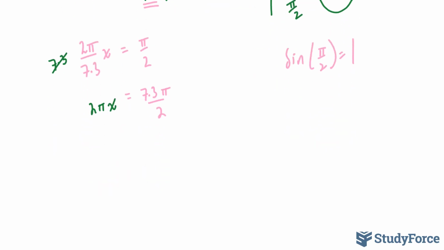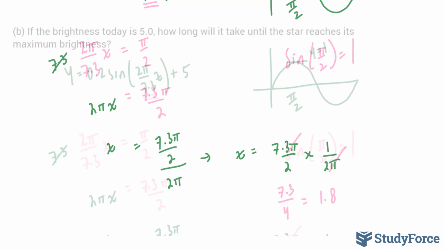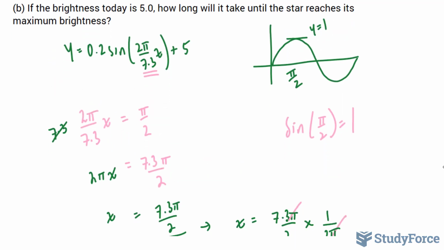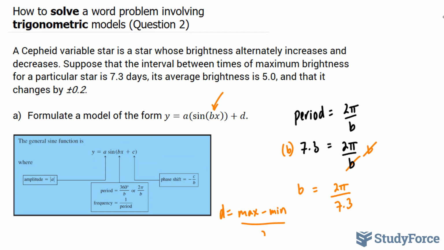Next, I'm going to divide both sides by 2 pi. So x is equal to 7.3 pi over 2 divided by 2 pi. And this resolves to 7.3 over 4 is equal to 1.8. 1.8 what? How long will it take? It will take 1.8 days for the star to reach its maximum brightness. And that's it. That is how to solve this word problem involving trigonometric models.